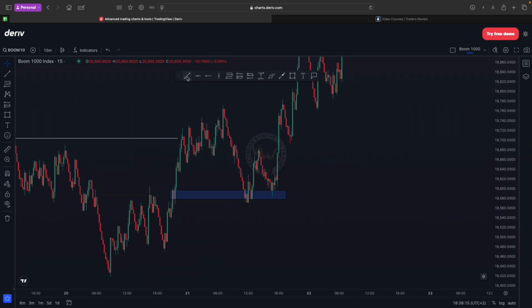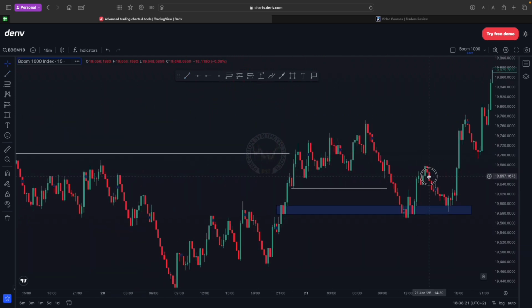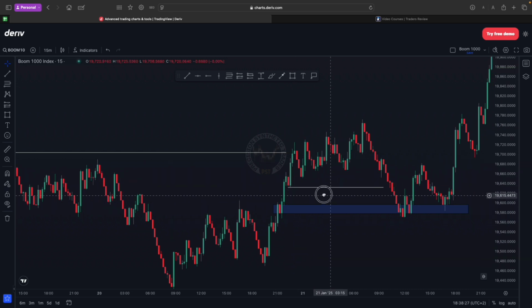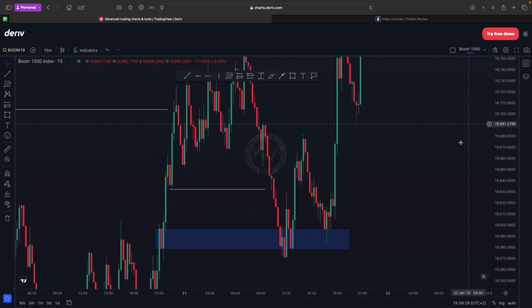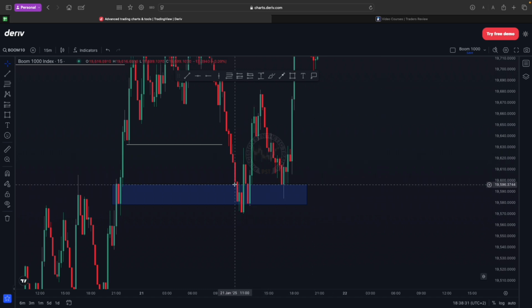Is liquidity taken? Yes. There's your liquidity, because there's a fractal low. This candle is higher and this candle is higher than this one. So there's your fractal low. So liquidity has been taken. Are there fair value gaps created? There's one, yes. Let's draw that out.